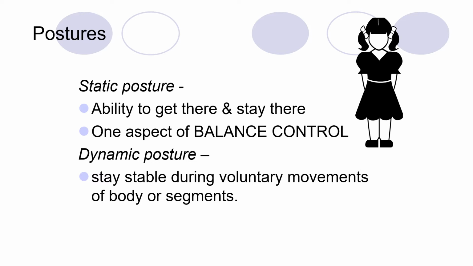Dynamic posture is our ability to remain stable during certain movements that we make voluntarily. For example, when we reach for a book from a shelf while seated in our chair, there will be trunk muscles stabilizing our body and upper limb muscles working to stretch out to reach for the book. During this movement, we remain stable and without falling off our chair.